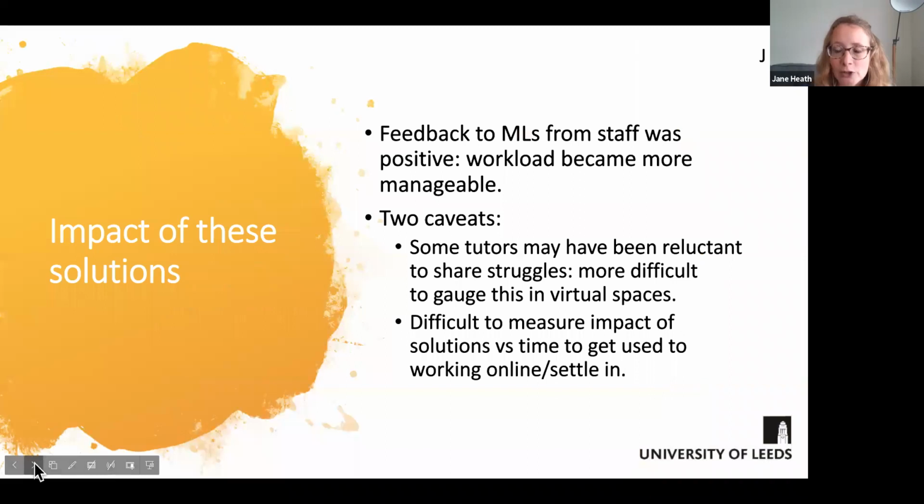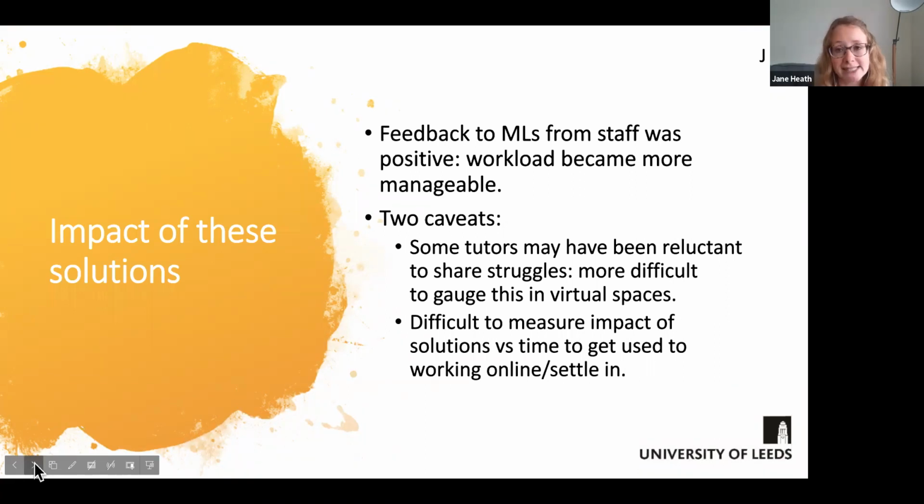So, there are some caveats here. It might be that some tutors did continue to struggle, but stopped telling us for whatever reason. And of course, it's quite difficult to gauge that online in staff meetings with 33 people. So that is possible. And also it's difficult to say how much the improvement that we saw in terms of managing the spaces and workload was because of these solutions, or how much it was just that tutors had time to get used to using the technology and to settle into the course.